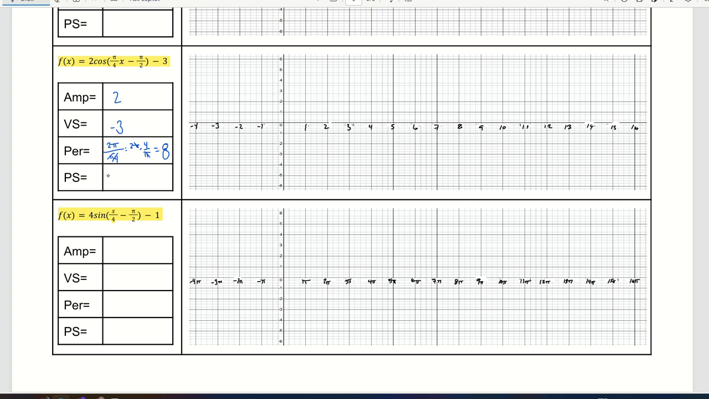And then our phase shift. So it's going to be C, which we don't include this negative. If it was plus, C would be negative. But it's going to be pi over 2 divided by B, which is pi over 4. We keep, we change, and then we flip. The pi's cancel out. 4 divided by 2 is 2. So this has everything. So let's draw our midline at -3.